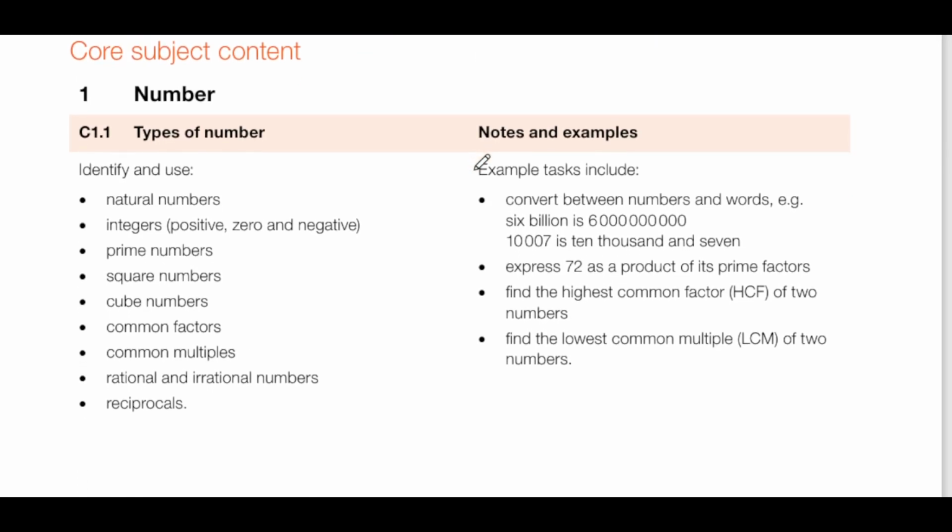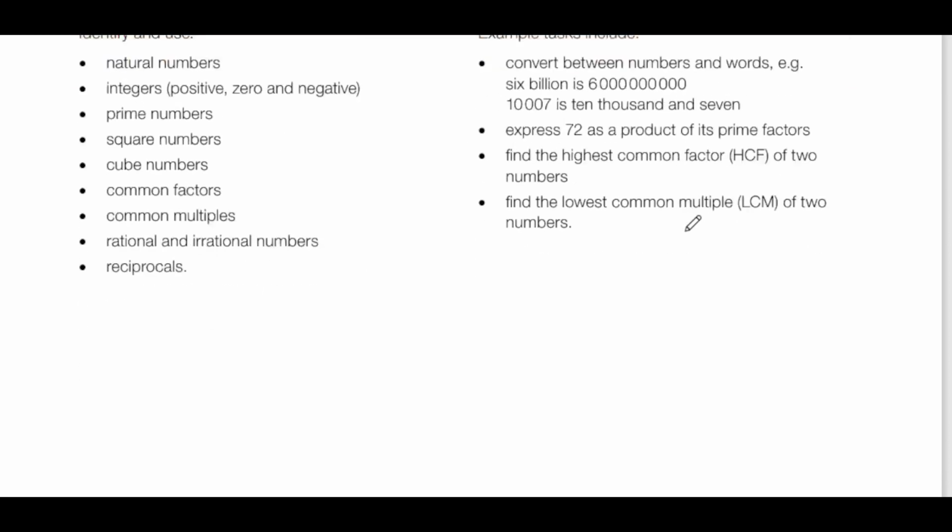Now here this is the core subject content. This is the core syllabus, wherever you see C1.1, 1 is for number and .1 is the subtopic, right? So that is for the core subject. Previously core and extended were both given together on one page, now they have listed the content of extended down separately. Now here is the numbers knowledge you require: natural numbers, integers, prime numbers, square and cube numbers, common factors, common multiples, rational and irrational numbers and reciprocals. And here they have explained what they expect from you guys with notes and examples, right?